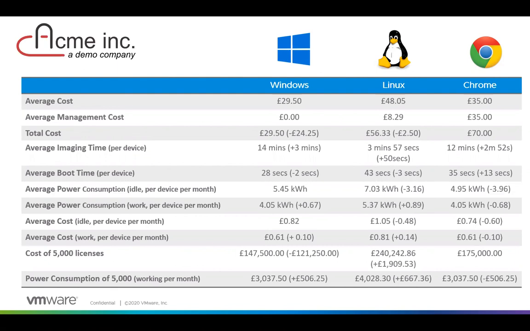But if you look at that power consumption for the 5,000 for the month, you can see that Windows is an increase of 500 odd pounds. Linux is an increase of 600 odd. And then Chrome is a decrease of 500. And that decrease for Chrome has really come down to the reduction in power consumption that Neverware have made. It's not based on licensing.